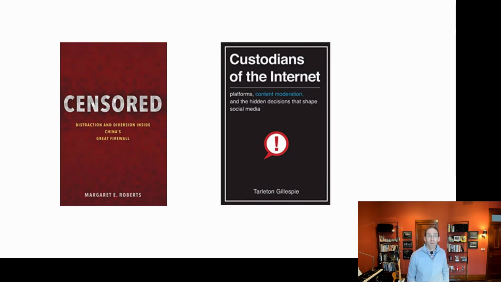In this context, later in the course, we'll be discussing this modern theory of censorship as well as these more complex notions of platform censorship in more detail in these two very interesting and exciting books.